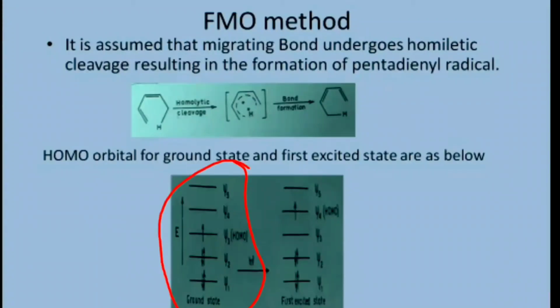So these are the various energy levels in case of thermally allowed reaction, whereas these are the energy levels in case of photochemical allowed reaction. Because as you know, in thermal reaction, electron is present in the ground state, whereas in photochemical reaction, one electron is promoted to the higher energy level. So in case of thermal condition, Psi3 is highest occupied molecular orbital, whereas in case of photochemical reaction, Psi4 is the highest occupied molecular orbital.